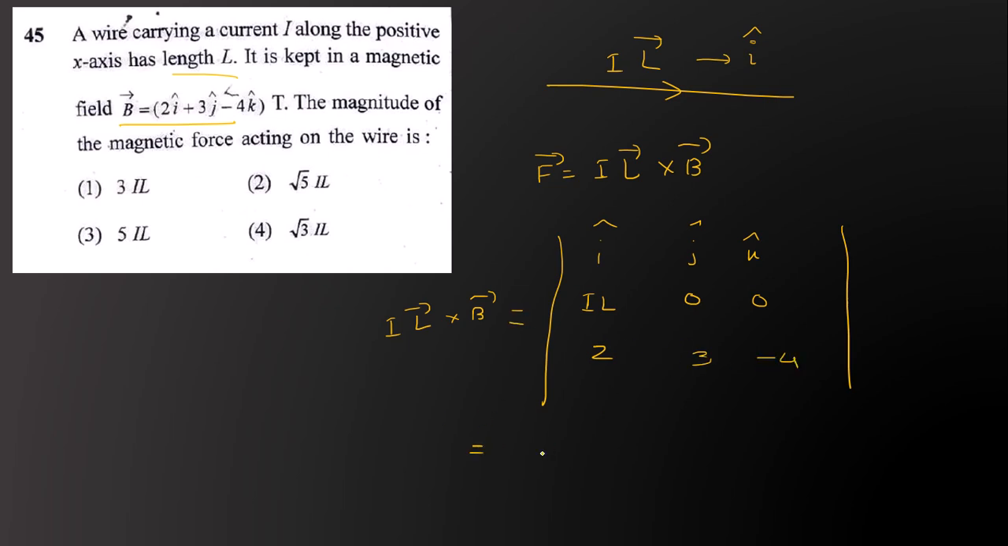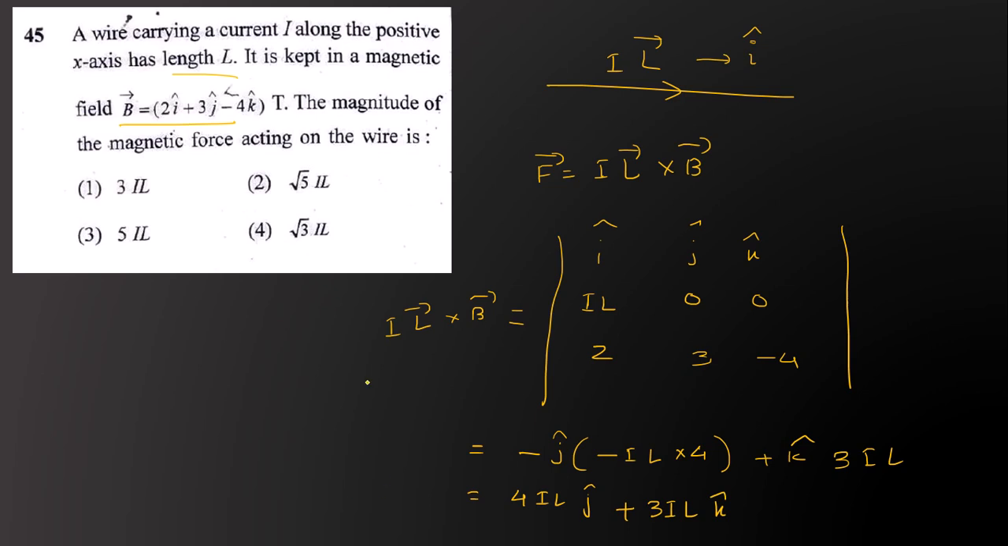Let's calculate. For x, everything will be 0 because these two quantities are 0. So for y, for minus j, it will be equal to minus of I multiplied by L, then multiplied by 4, then it is 0. For k again, it will be equal to 3IL. So this is equal to 4IL j cap plus 3IL k cap.